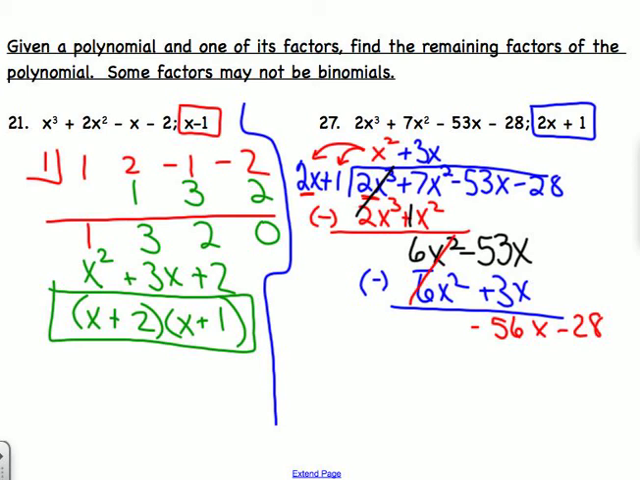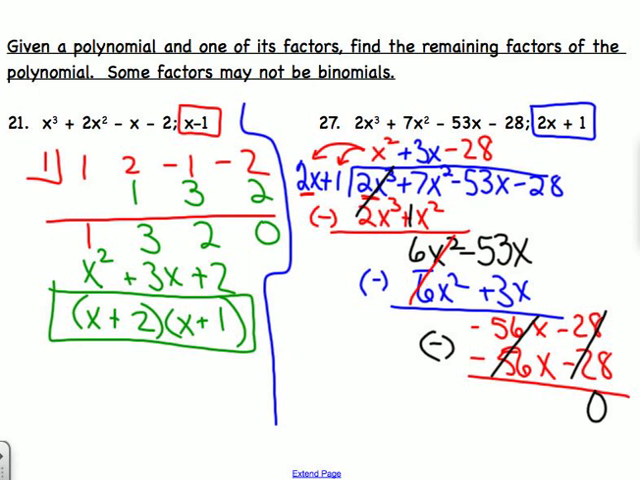2 times what gives us negative 56? That would be a negative 28. So you get negative 56x, negative 28 times a positive 1 is a negative 28. And when you subtract, you do get 0 here. Negative 28 minus 28 is also 0. 2x plus 1 was a factor of that polynomial, so a remainder of 0 makes sense.